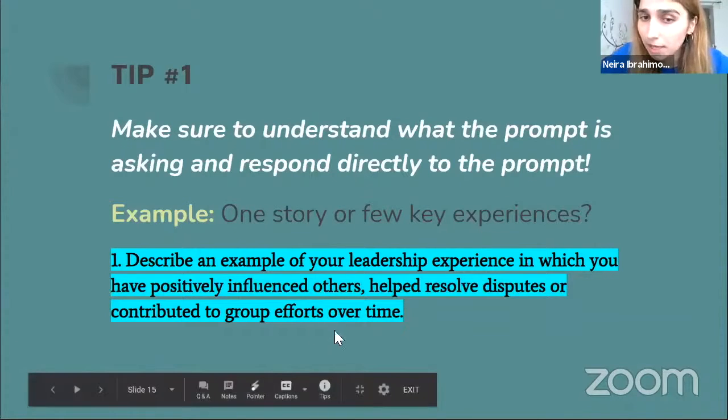You might get tripped up over this phrase, over time, but I want you to keep in mind that it did say describe an example of your leadership experience and then show how that leadership experience contributed to group efforts. So this is just part of digging deep into that story.